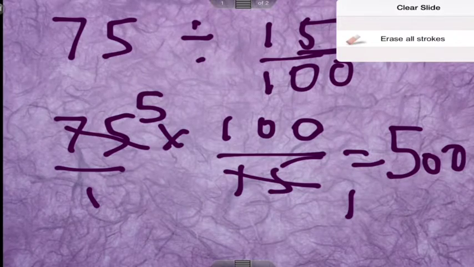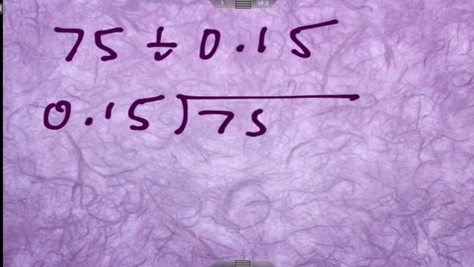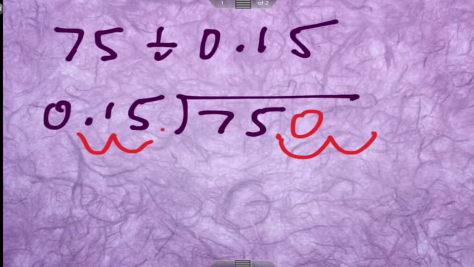Doing the long division way. The long division way would look like this. So if I have 75 divided by 0.15, put 0.15 on the outside because it's our divisor, into 75 because 75 is our dividend. I move it over 2 places. There's our decimal, move over 2 places, put zeros, and bring that decimal straight up.